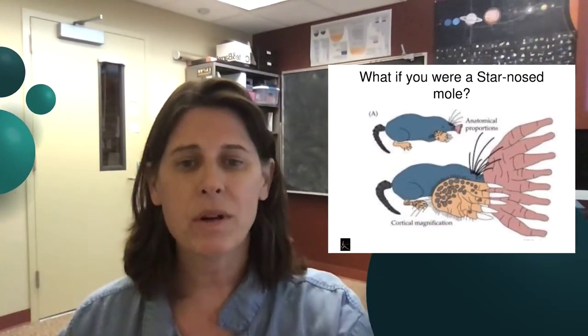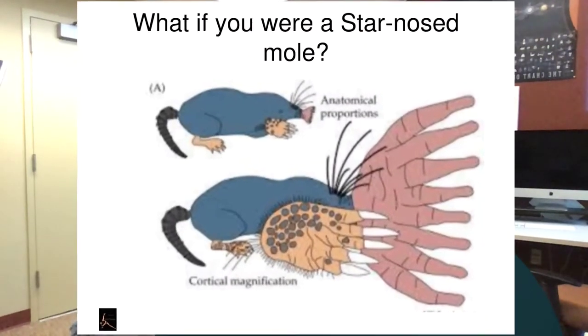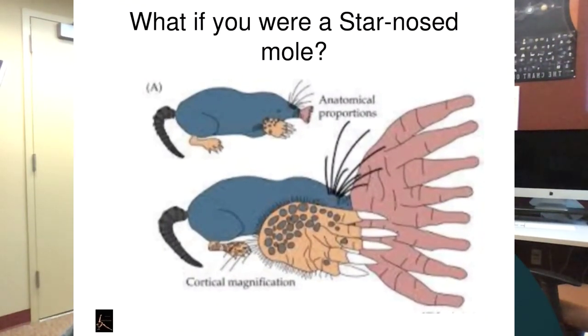And so I threw this in here: what if you were a star-nosed mole? The little guy under A there is an actual star-nosed mole. That's his anatomical proportions. They can get up to maybe 5 inches long or something like that. This is an animal that burrows in the ground and mainly lives its life underground. Living underground, it doesn't really have the ability to see much of anything, so its eyes are very much reduced.